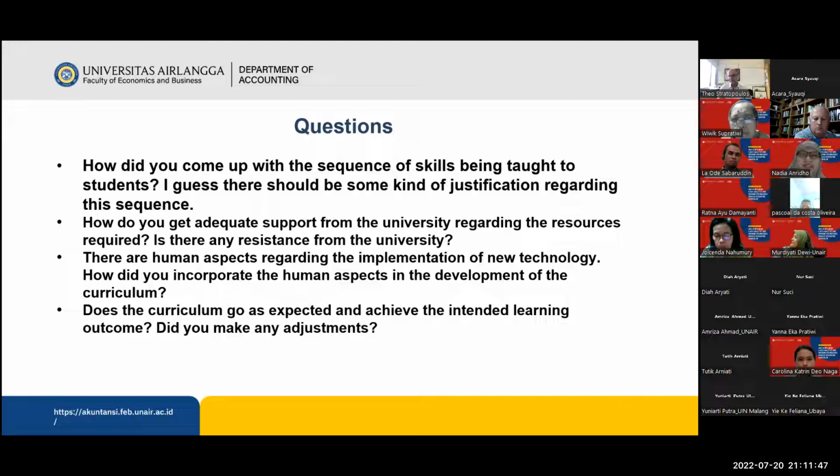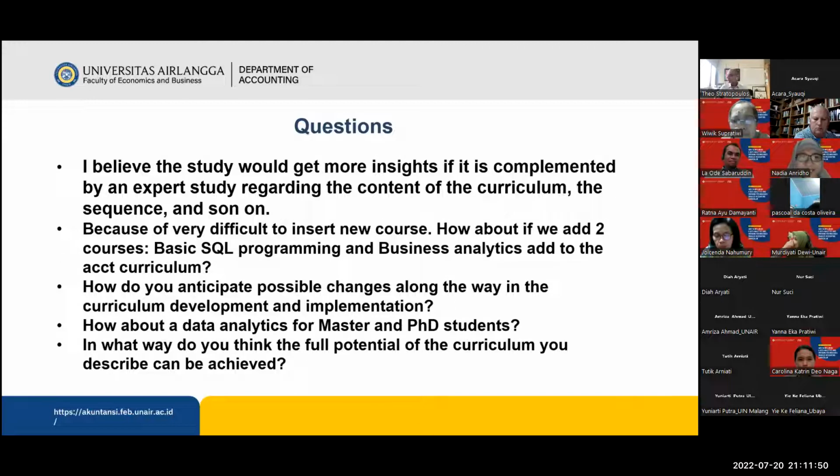Nice. Okay, and then we still have more questions. Today we have many questions. I believe the study would get more insights if it is complemented by an expert study regarding the content of the curriculum, the sequence, and so on. This is an opinion from the audience about an expert study that incorporates the content of the curriculum. You'll have to give us a little more feedback, because I have to admit that I'm not doing design studies or experiments, so I'm not sure how to do it.